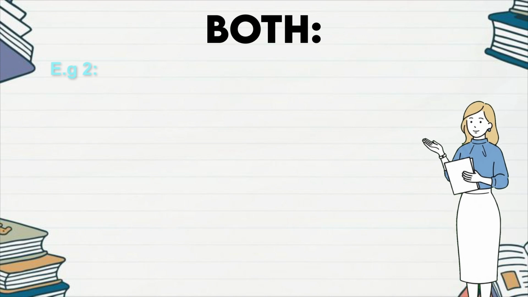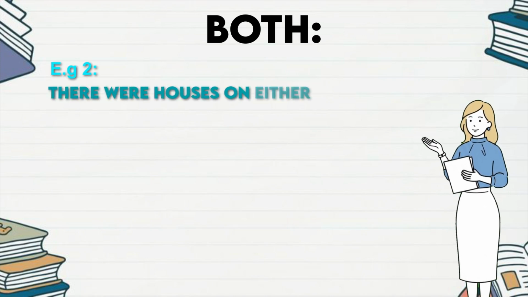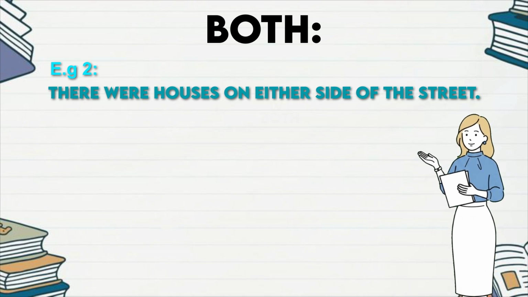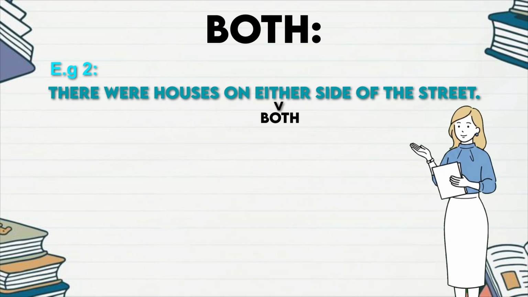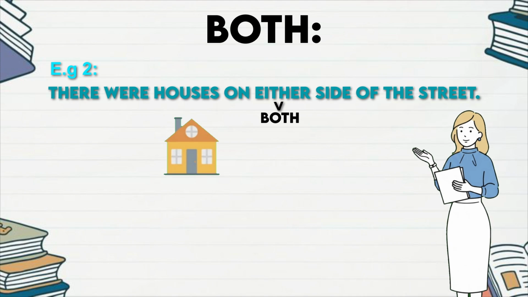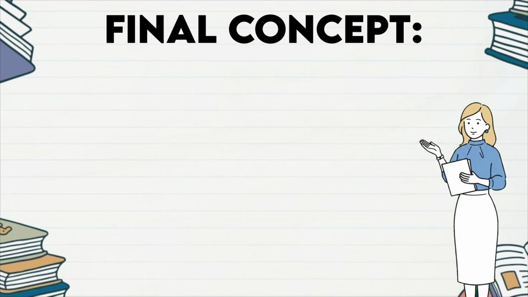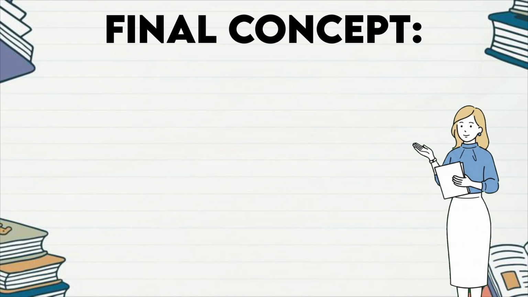Look at this sentence. There were houses on either side of the street. Interesting, right? Here, either side actually means both sides. There were houses on the left and on the right. Now one final concept, and this one is very useful in daily conversation.